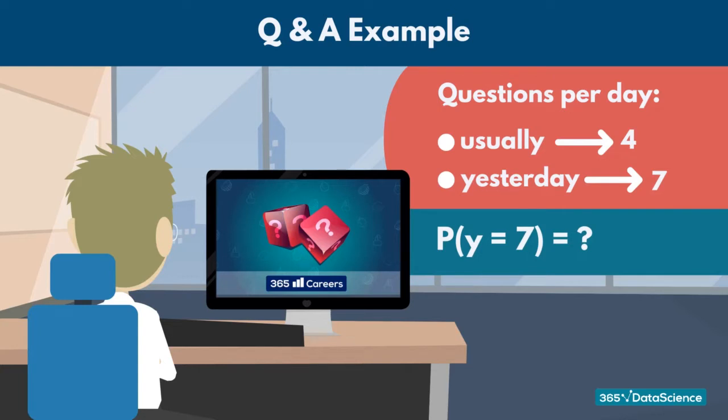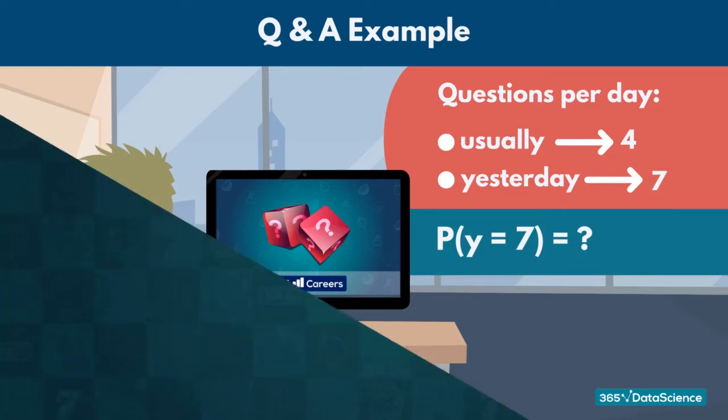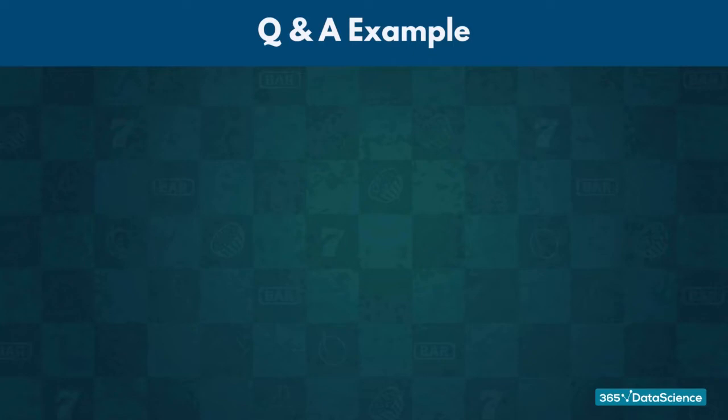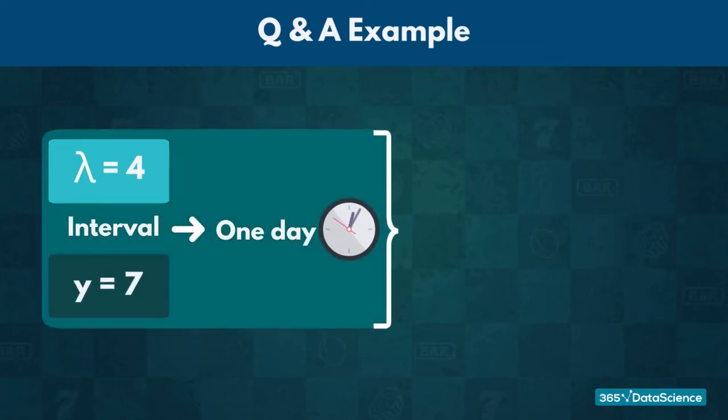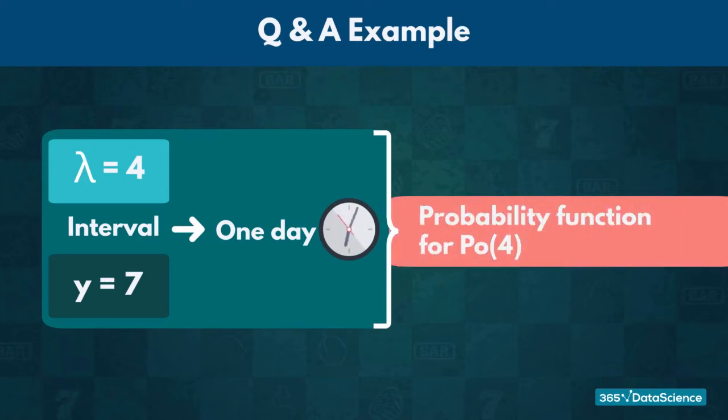exactly 7 questions. In this example, the average number of questions you anticipate is 4, so lambda equals 4. The time interval is 1 entire workday, and the singular instance you are interested in is 7. Therefore, y is 7. To answer this question, we need to explore the probability function for this type of distribution.